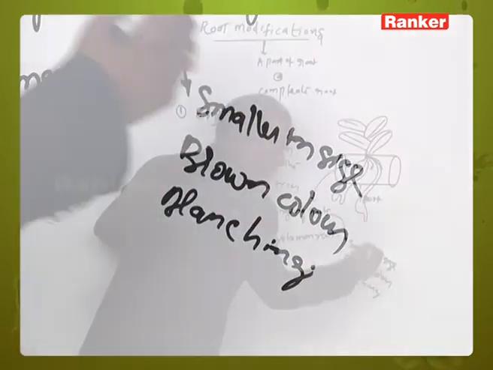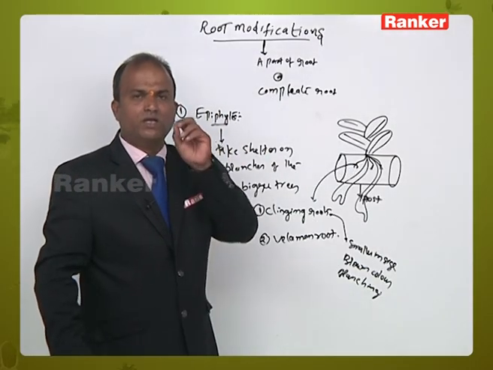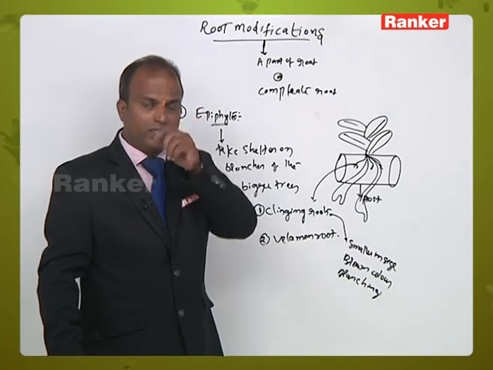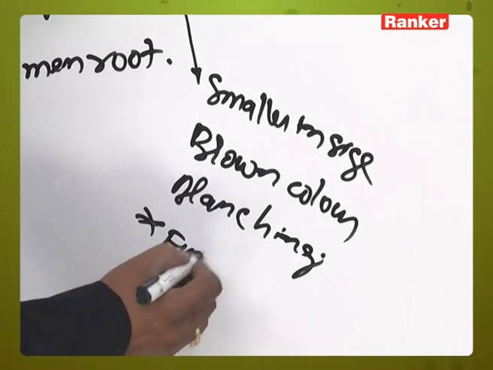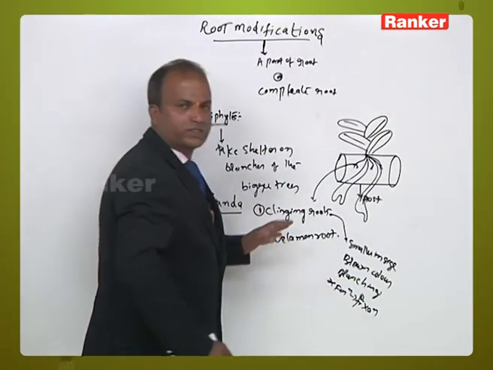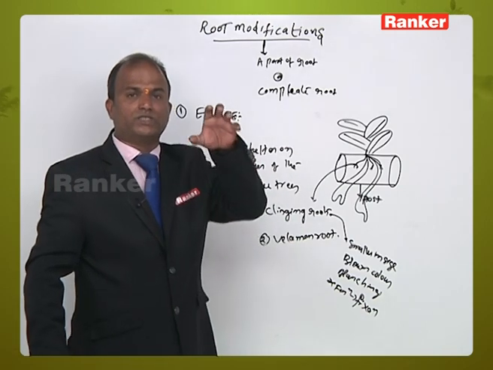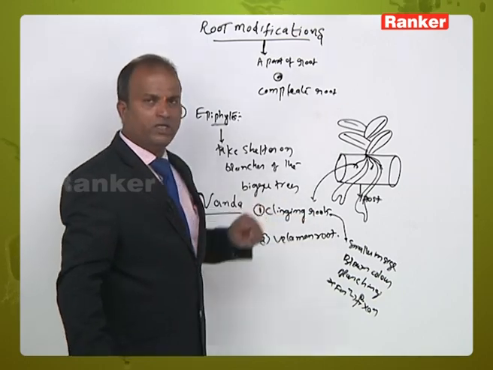And what is the important function performed by these clinging roots? It helps in fixation. That means these clinging roots help in fixation on the branches of the bigger trees. So this is about clinging roots.